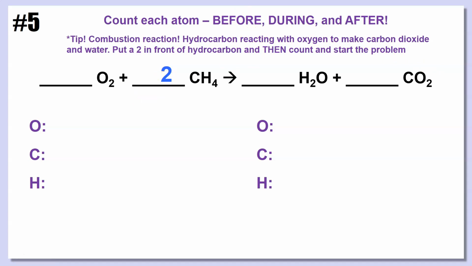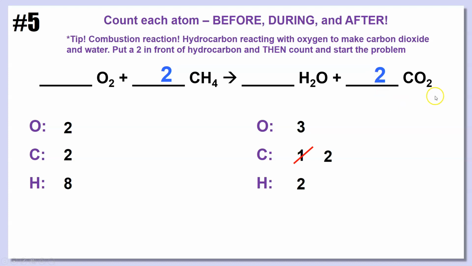Now you're going to go ahead and you're going to count up your elements. We have 2 oxygens, we have 2 carbons, and we have 8 hydrogens. I'm just pretending that this is how it starts. Now over here, I have 3 oxygens, 1 carbon, and 2 hydrogens. So let's start fixing things. Let's fix that carbon. Let's put a 2 over here.